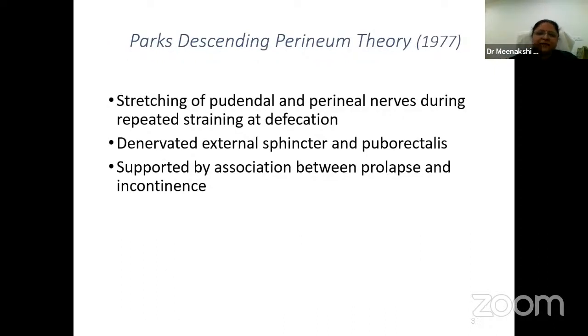Then another theory, which is postulated by Parks, is stretching of the pudendal and perineal nerves during repeated straining at defecation. Then denervated external sphincter and puborectalis, which is supported by the association between prolapse and incontinence. So most of the time this rectal prolapse is associated with incontinence, and this is the Parks theory.